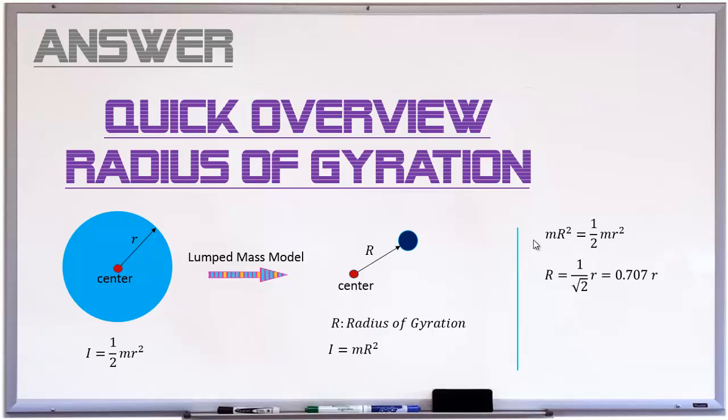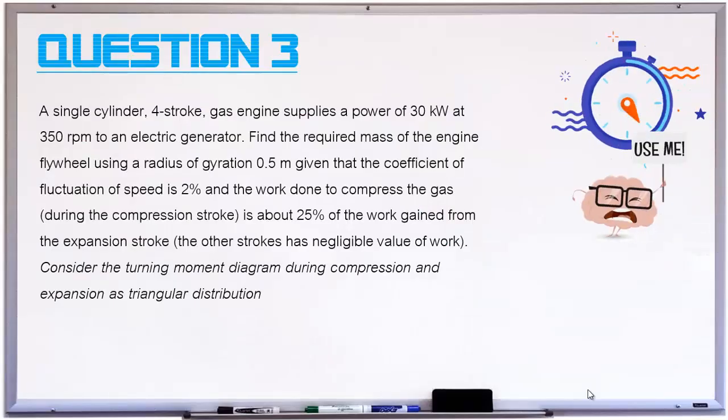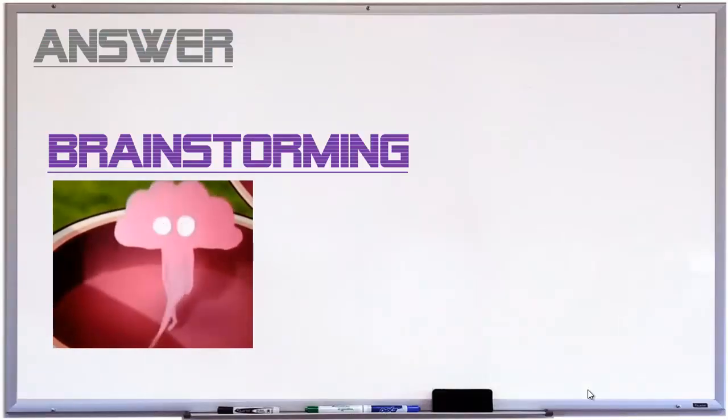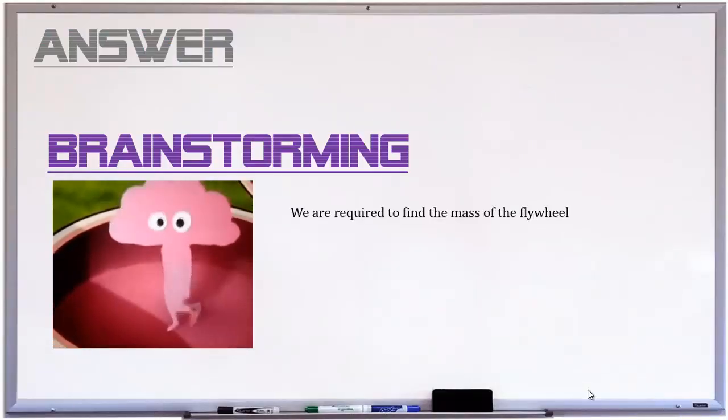So as a recap, you have to make sure that the radius of gyration is well below 1.5 meters for the reason that we already stated here. Let's move to the final question in this tutorial, and I think you know what to do here, right? Okay, let's do a quick brainstorming.